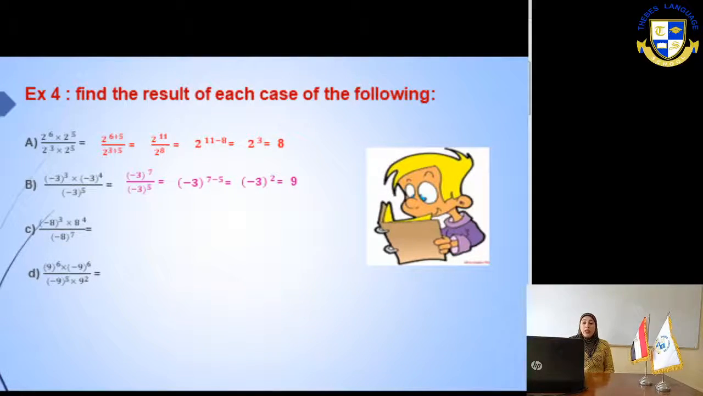Letter C, negative 8 up to the power 3 multiplied by 8 up to the power 4 divided by negative 8 up to the power 7. Here I have what? I have different bases. I have negative 8 and 8. So I'll start by taking the negative sign and I'll put it outside the bracket. Negative sign of the numerator. It will be negative, and after that it will be 8 up to the power 3 multiplied by 8 up to the power 4. Now I have the same base, which is 8, because the negative is outside the bracket.